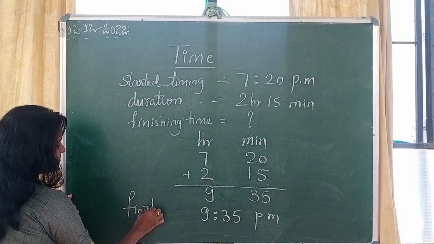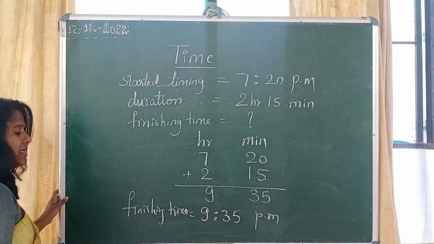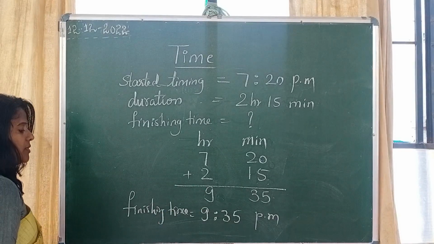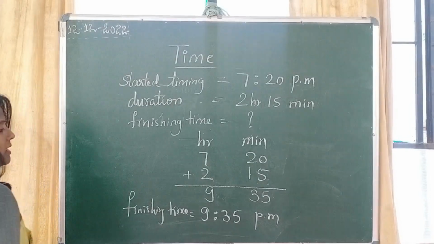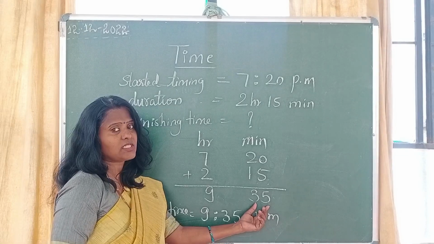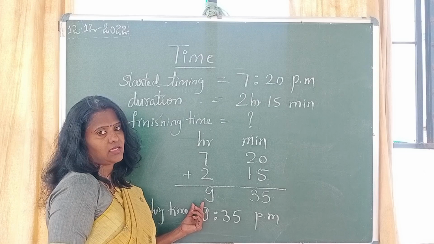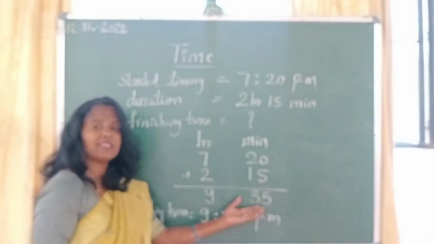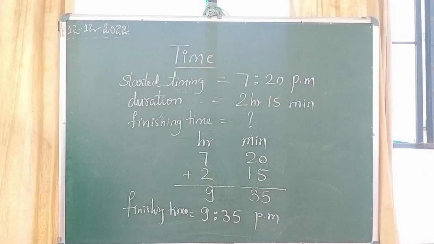Finishing time is equal to 9 hours 35 or 9:35 PM. See, if it is more than 60 or equal to 60, then as I told you, you have to subtract 60 here and you have to add 1 here. But here it is less than 60, so no need to convert. As it is, you have to keep.